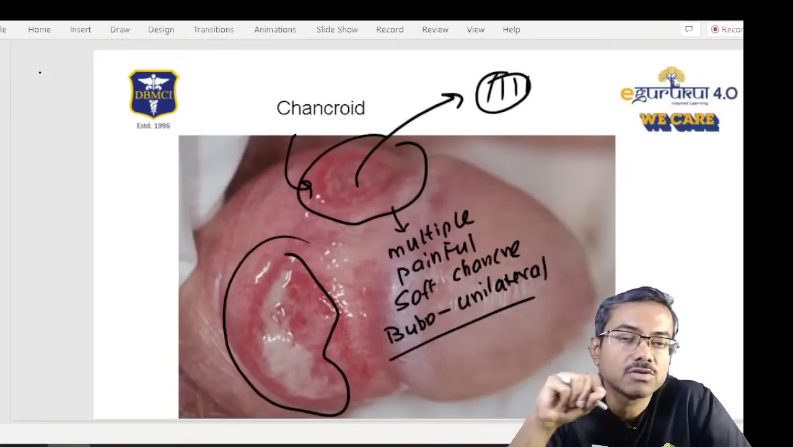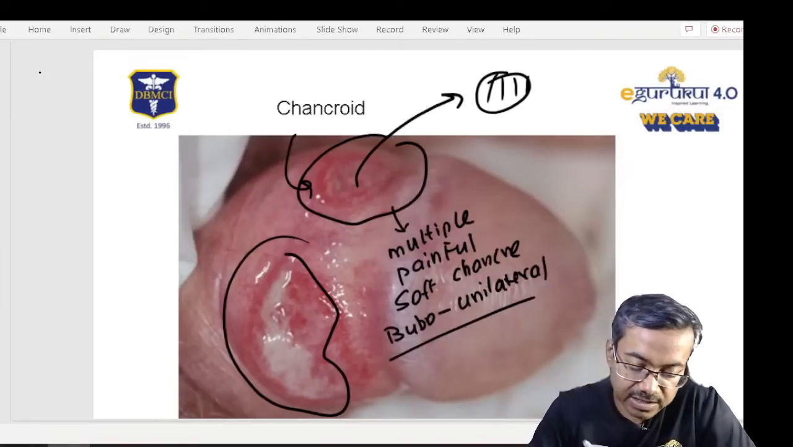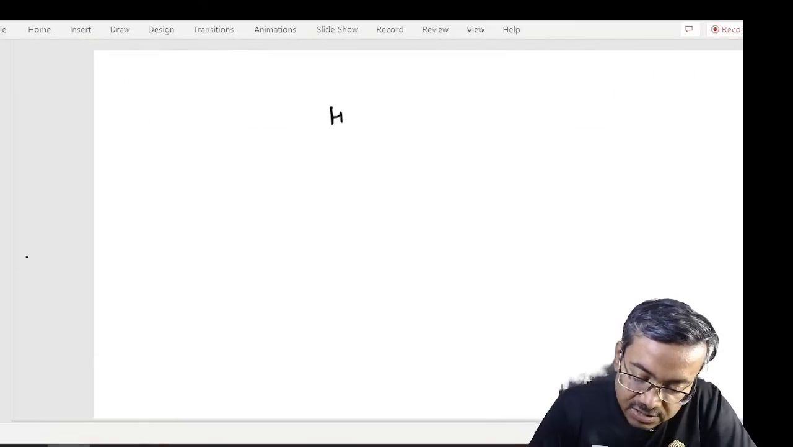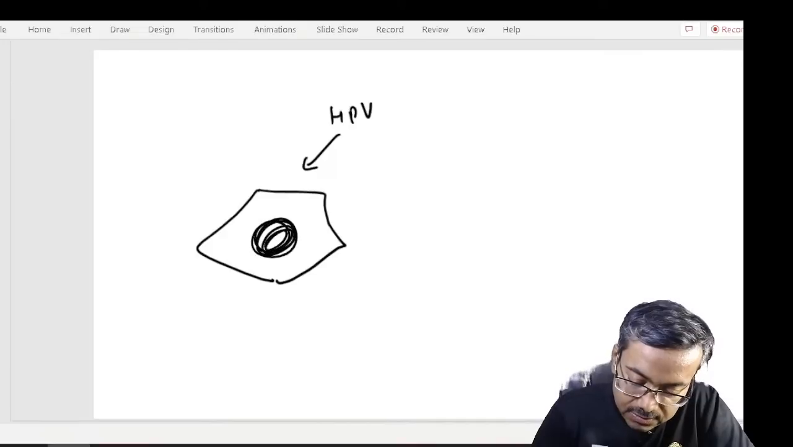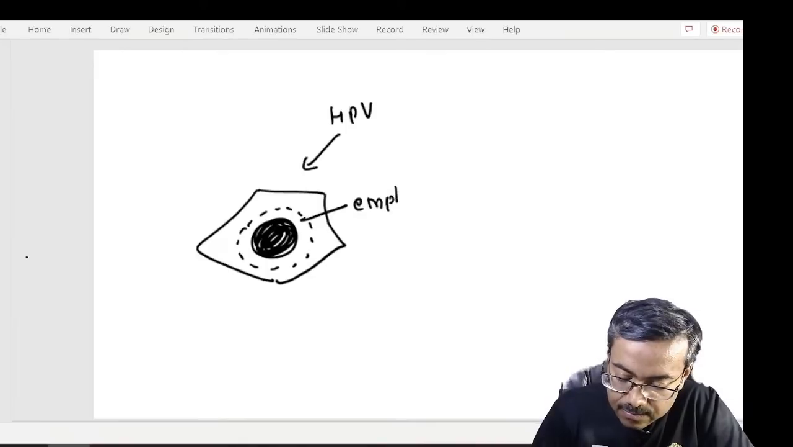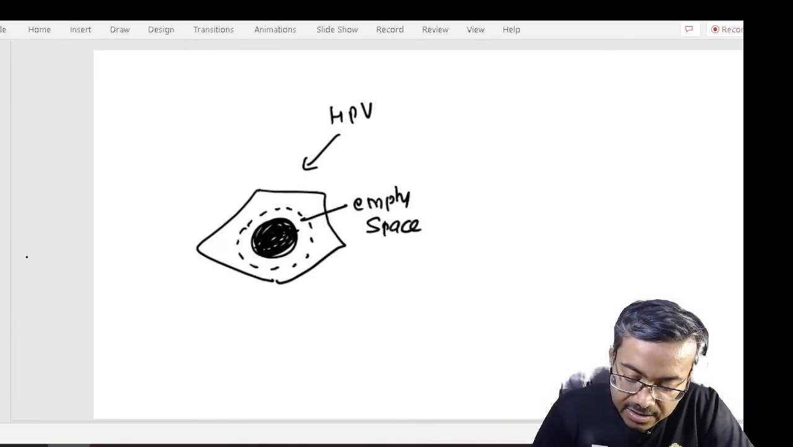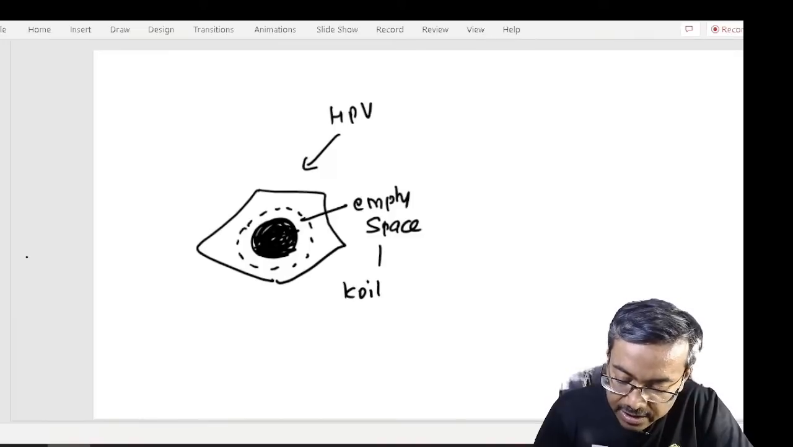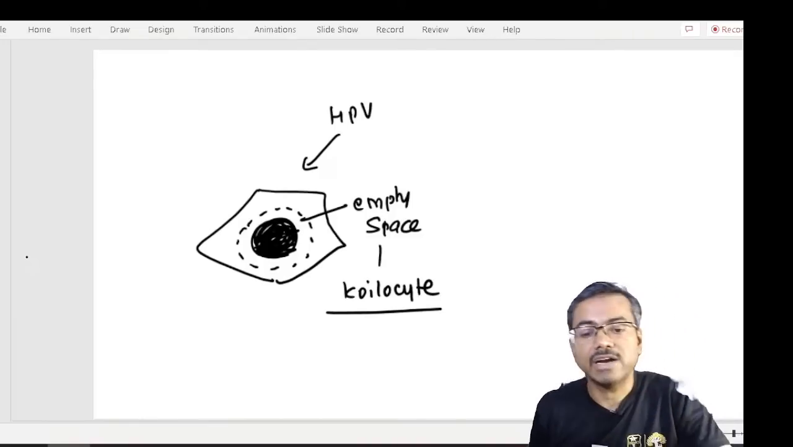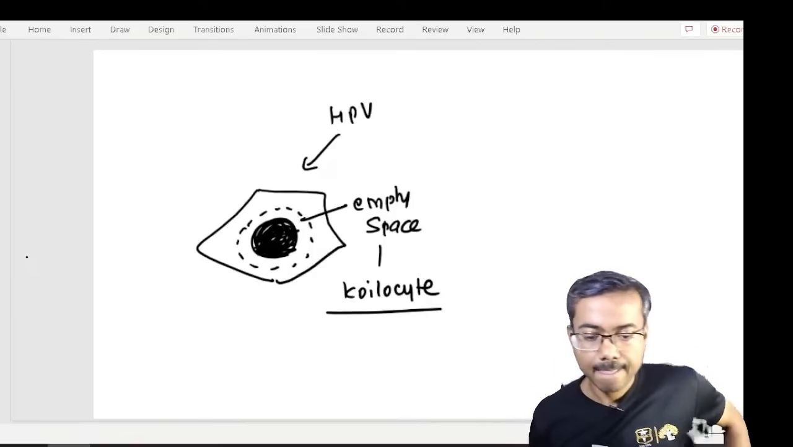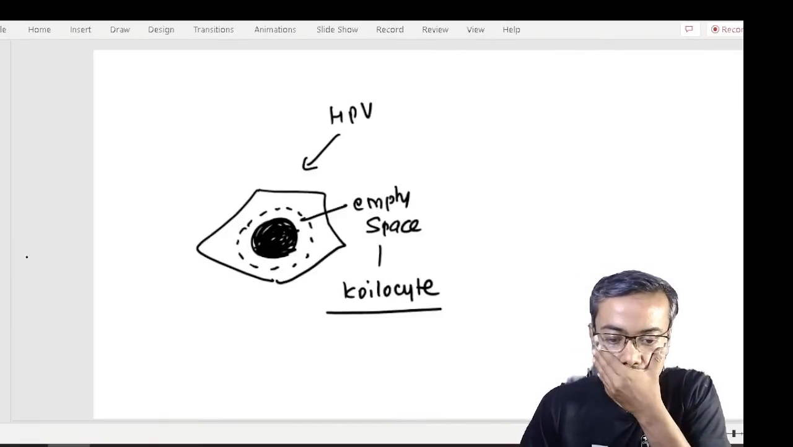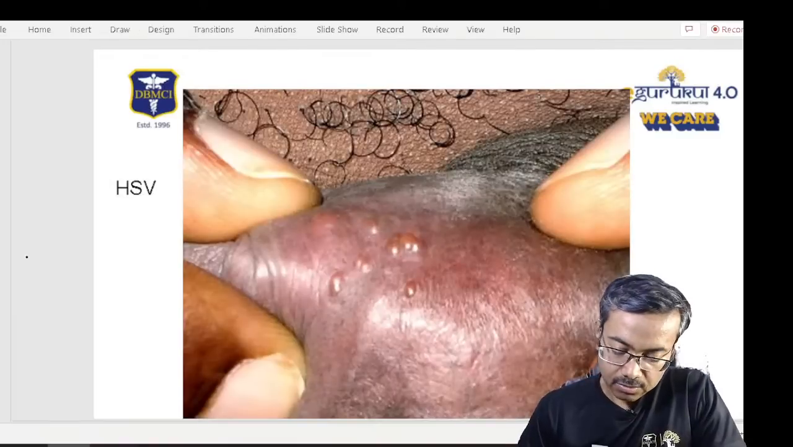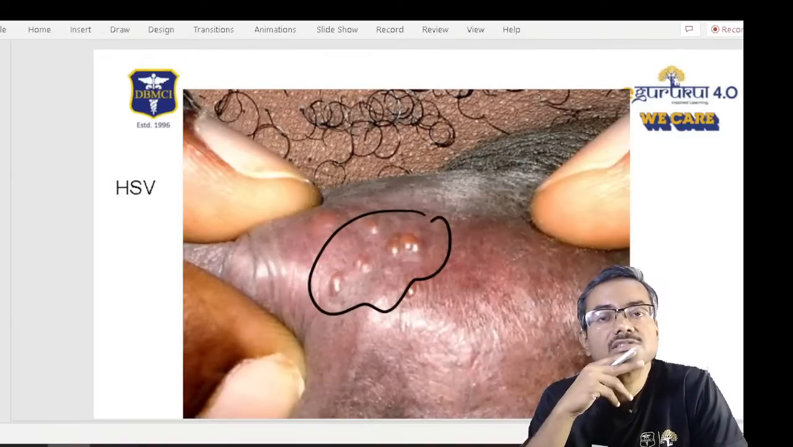Please tell about koilocytes. Okay, I'll tell you koilocytes also. You want to know koilocytes? So if HPV goes into the keratinocyte, there's the nucleus. Around the nucleus, you have empty space. That's a sign of HPV entering the nucleus. This is called a koilocytic change. Got it? Now, this is just to show you HSV grouped vesicles, often recurrent.